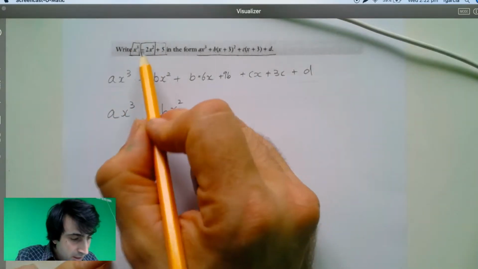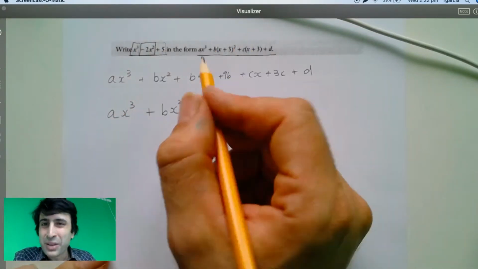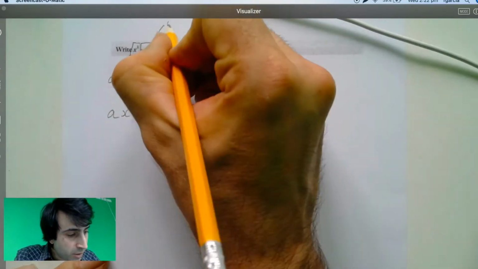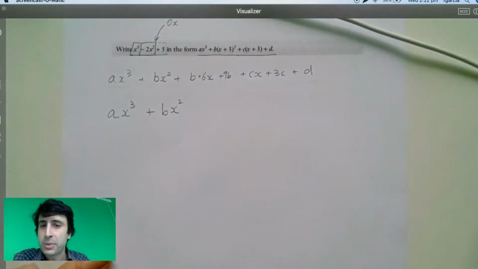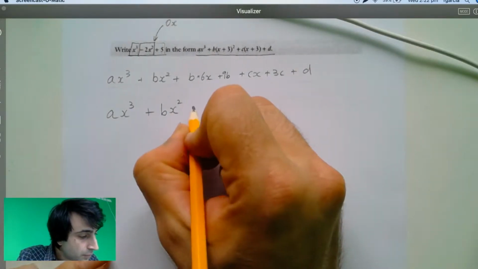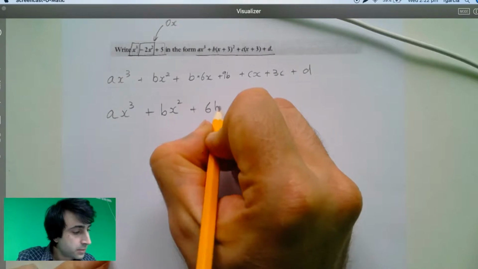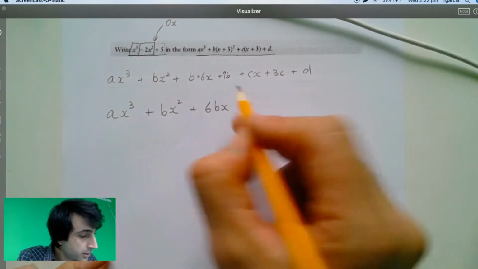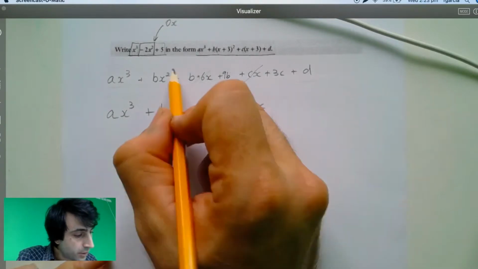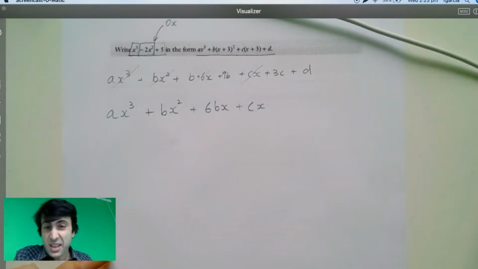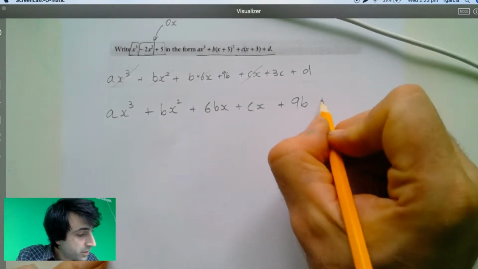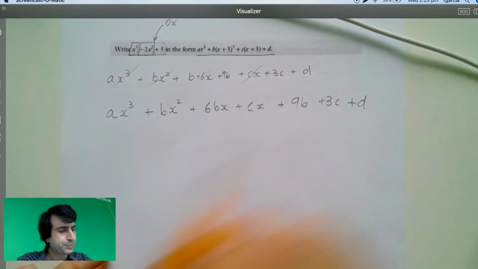Now there's nothing written up here, but now let's collect up all the x's, because even though it may not be written in here, we do have 0 x's in that, and that will prove significant, and I'll show you why. Here I've got 6bx and cx here. I've got those two covered. And then I've got the rest of it, which is 9b plus 3c plus d.